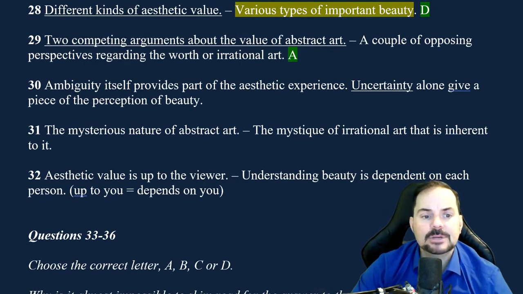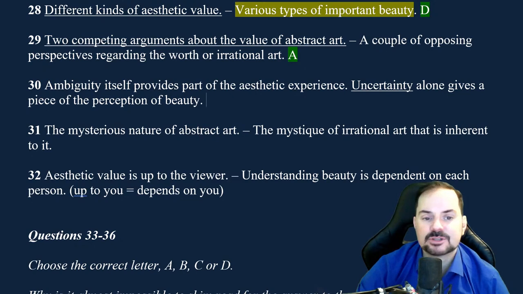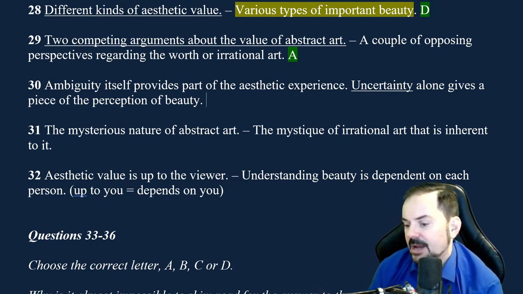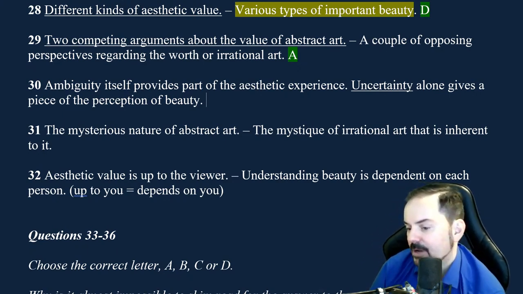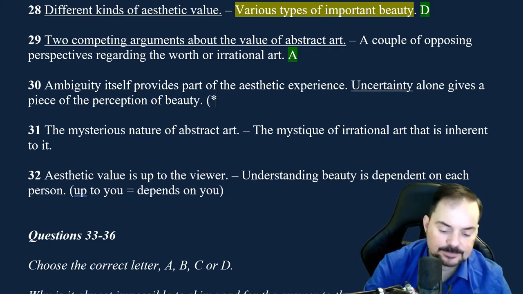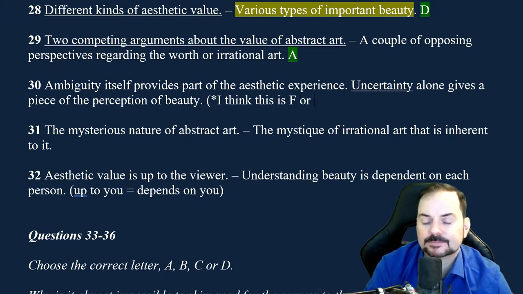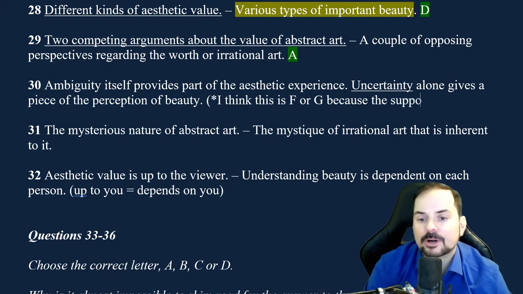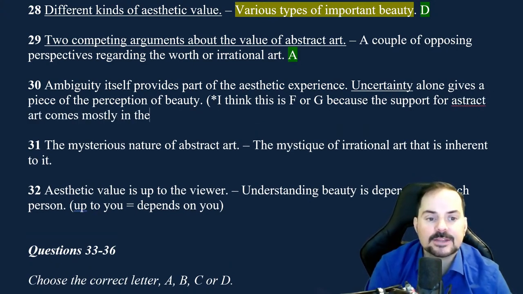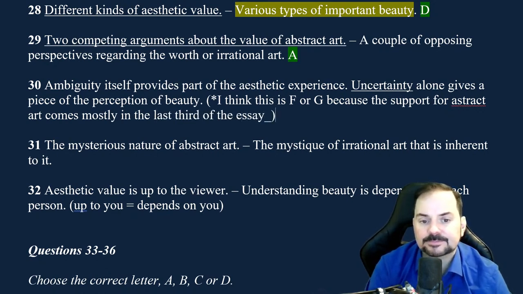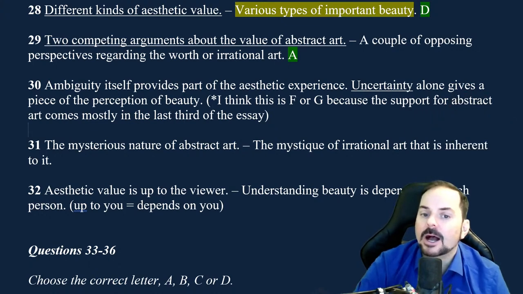Number 30. Ambiguity itself provides part of the aesthetic experience. So uncertainty alone gives a piece of the perception of beauty. Which paragraph was that? Okay. A lot of you are saying C. Andrew Foxwell says G. Okay, here's my thinking. I think this is F or G because the support for abstract art comes mostly in the last third of the essay or the passage. Essay, passage, same thing. Okay, so I think it's F or G.